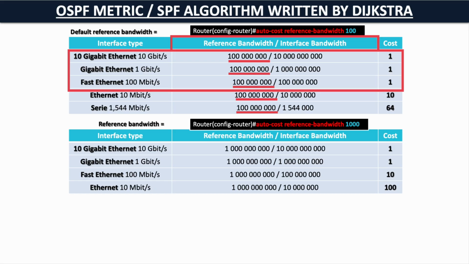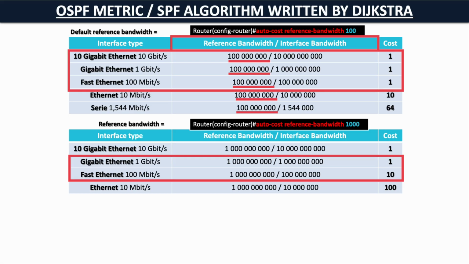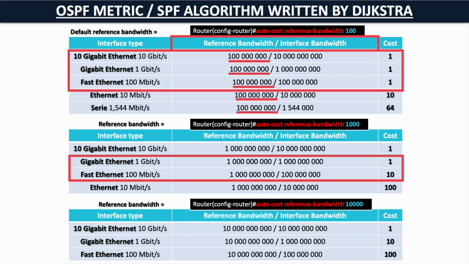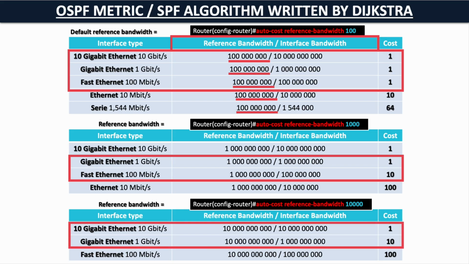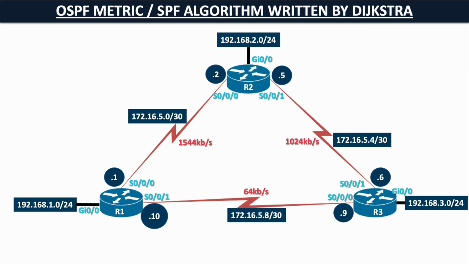Fortunately, it is possible to change the default reference bandwidth with the command auto-cost. For example, if our network contains gigabit Ethernet links, you would have to configure the reference bandwidth to 1000. In this way, the 1 gigabit links will be distinguished from the 100 megabit links. And if we have 10 gigabit links, then we would have to configure this reference bandwidth to 10,000, so that 10 gigabit links have a different cost than 1 gigabit links.